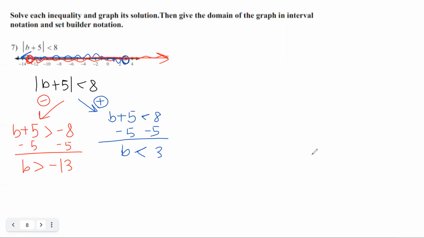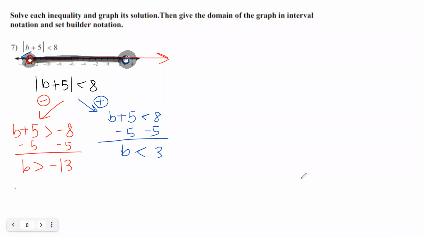Then I only want the parts where my graph overlaps. I only want the parts of my graph where they overlap, right? So really, I only want this part of my graph right here, in between negative 13 and 3. Just this part, not in either direction. I know they still continue going on, but I do want my open circles at negative 13 and 3 and shaded in between. Cool. Then it wants us to give the domain, right?